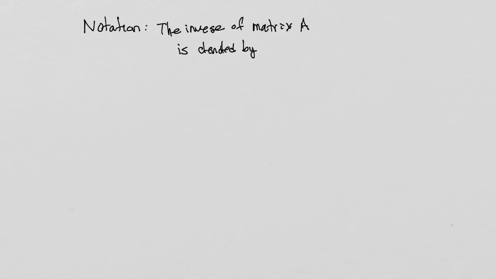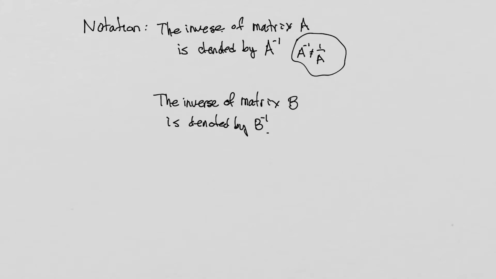Here's some notation. The inverse of a matrix A is denoted by A to the negative 1. Now look, this is just a notation. A to the negative 1 is not like how you treated variables in algebra. It's not equal to 1 over A. The inverse of a matrix B is just denoted by B to the negative 1, or B inverse. We call this B inverse, and we call this A inverse.